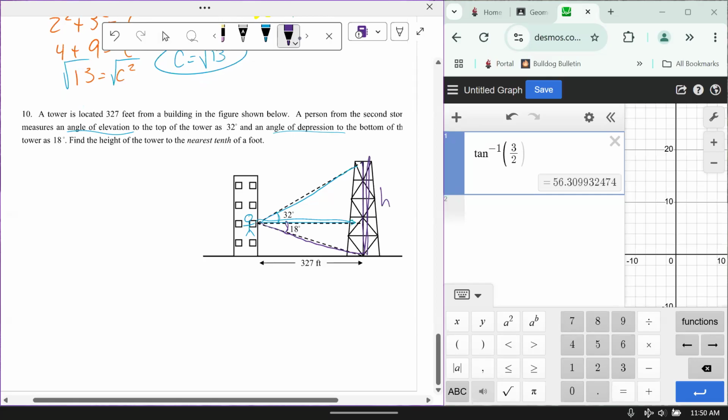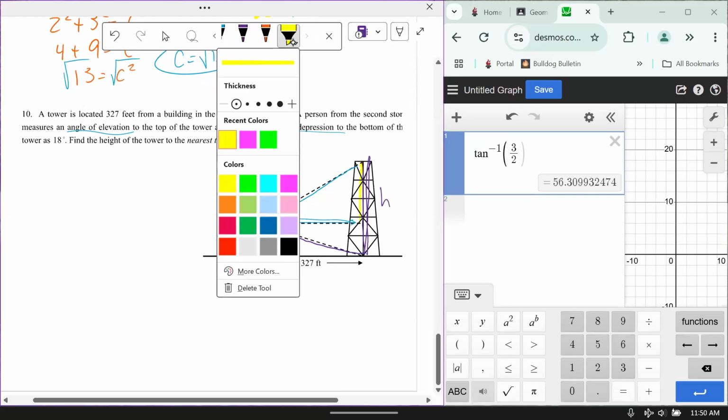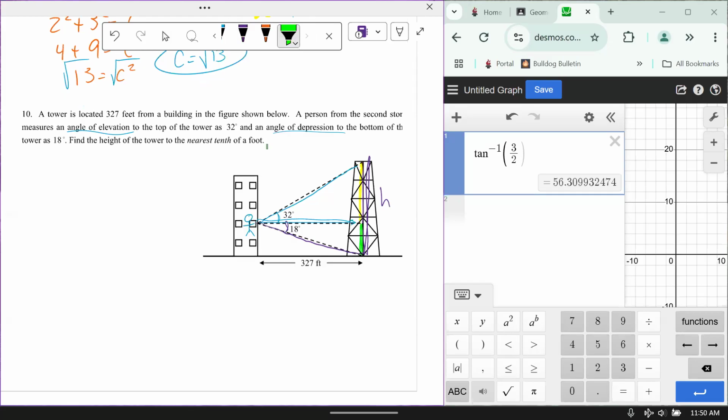Now, we are given these two triangles, right? They made it simple for us. All we got to do is find the height right here, and then the height right here, and add them together, okay? It gave us all the other information. If our building to the tower is 327 feet, then this is also 327 feet.